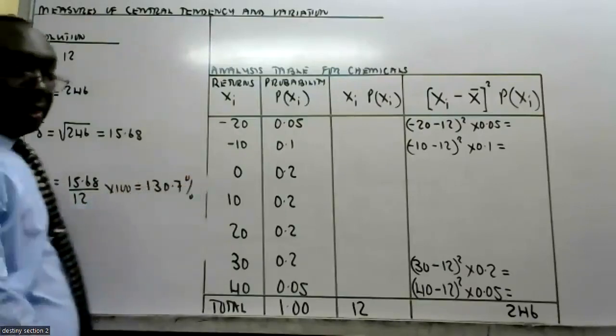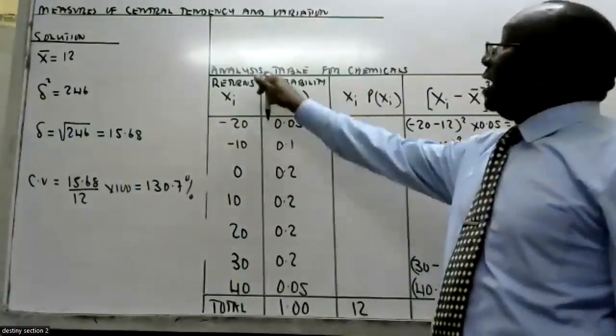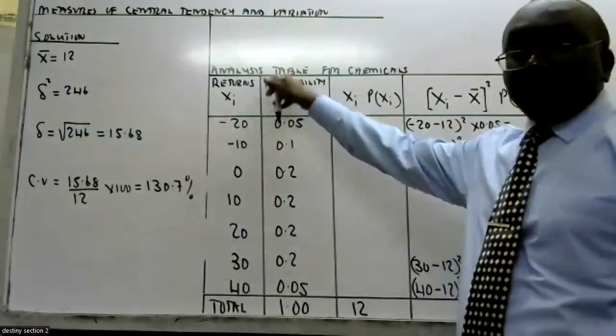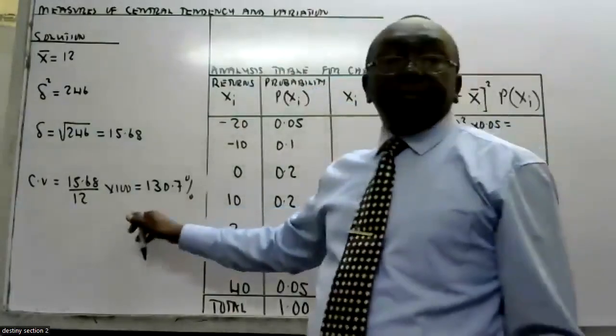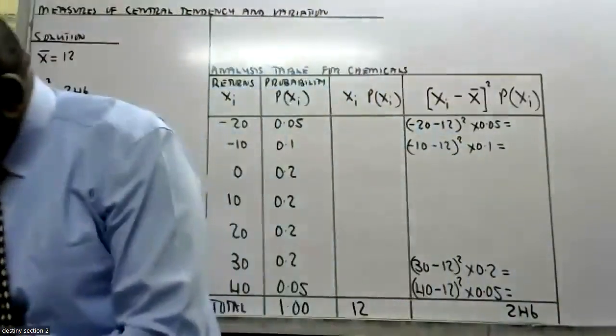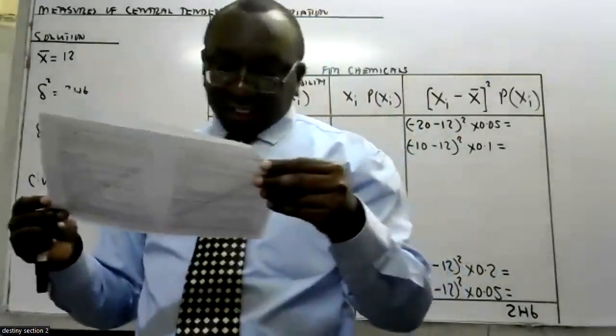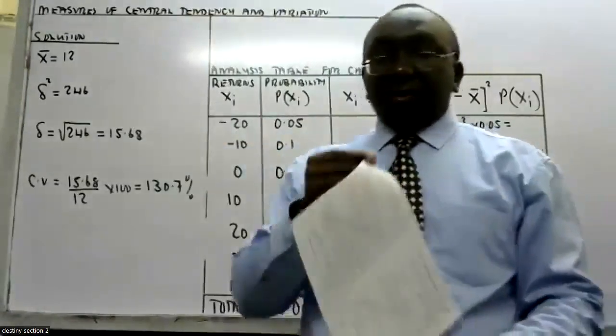Good. So I would like you to do the same thing with brewers. You start here, you do the table for brewers. You go all the way to this one. And after you have done that, you also have question 14.